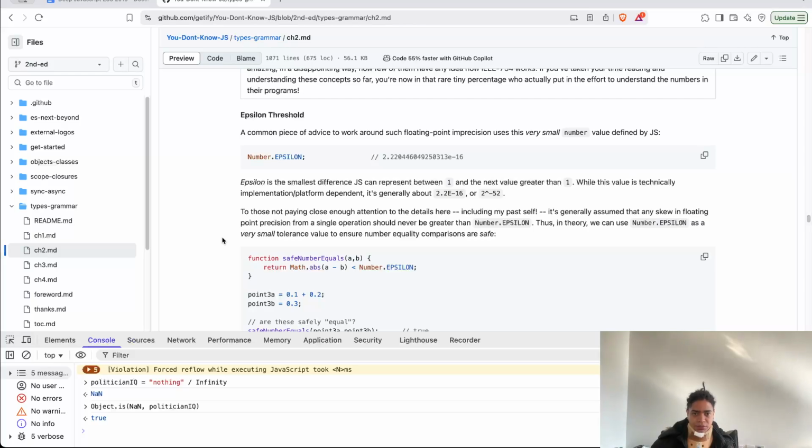Now, epsilon threshold. A common piece of advice to work around such floating point imprecision is to use this very small number value defined by JS. Epsilon is the smallest difference JavaScript can represent between 1 and the next value greater than 1. While this value is technically implementation platform dependent, it is generally about 2.2e minus 16.